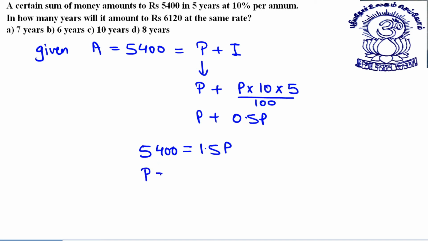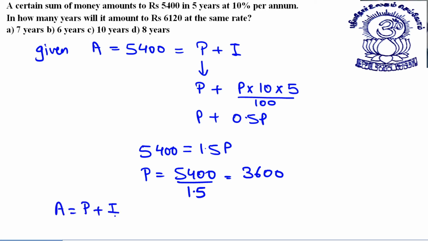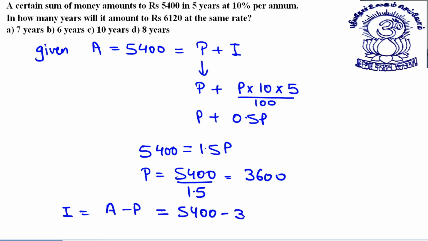So that way P comes out to be 5400 divided by 1.5, that is equal to 3600. This is your principal. Now students, look, amount is what? Amount is principal plus interest. So I can say interest is equal to amount minus principal, which is 5400 minus 3600.